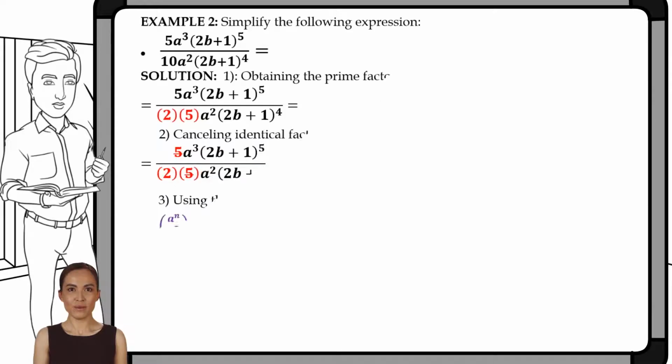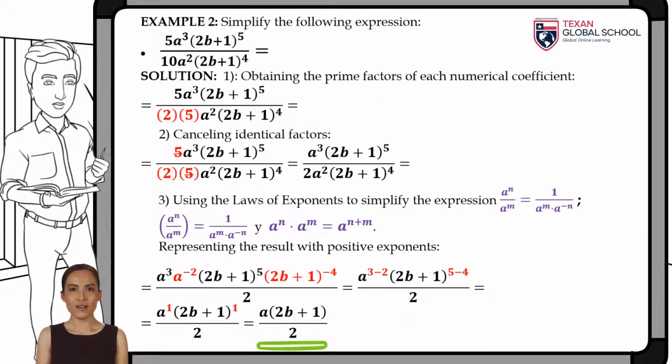In this second example, we obtain the prime factors of the numerical coefficient of the denominator, 10, and cancel identical factors with the numerator. Likewise, as they are factors, we will use the laws of exponents to simplify the variables by raising a squared as a to the negative 2, and the factor 2b plus 1 raised to the 4th power as 2b plus 1 raised to the negative 4. Finally, we subtract exponents, thus obtaining a times 2b plus 1, everything over 2.